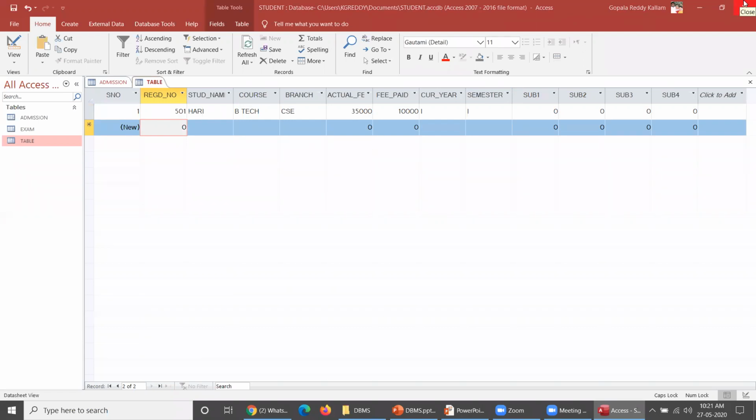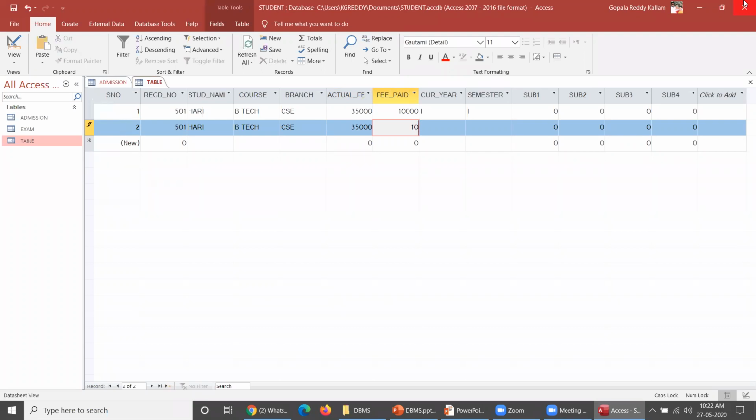So again, 501. During the examination, his name is not required actually. Hari, name is not required. BTech is also not required actually. CSC is also not required. Fees, how much fees he is supposed to pay, is not required while entering some kind of examination details. Even then, we are forced to enter the data. It is compulsory, customary to enter the data.